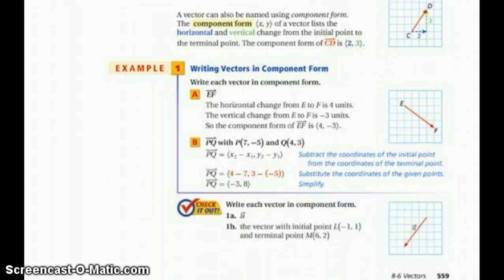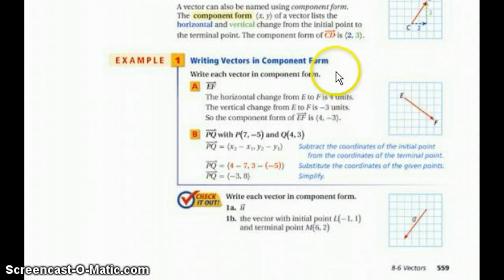And so the first example here is just practicing using vectors in component form. We have vector EF, which is listed here, and if you notice here, we're moving 1, 2, 3, 4 units to the right, so that would be a positive 4 direction. And then we're moving 1, 2, 3 units down, and so our component form would be 4 comma negative 3. Again, it looks like a point, but it's not really a point. It's indicating a vector.